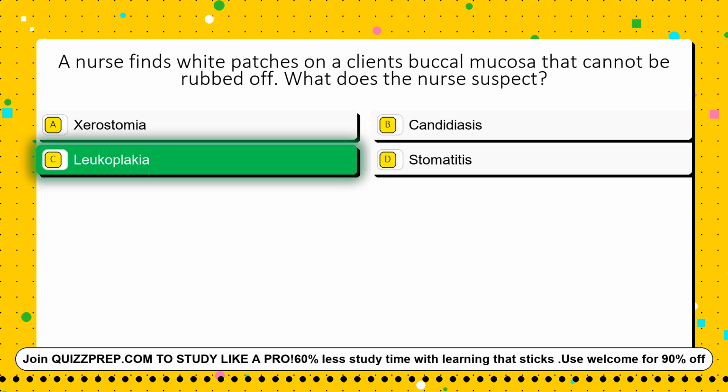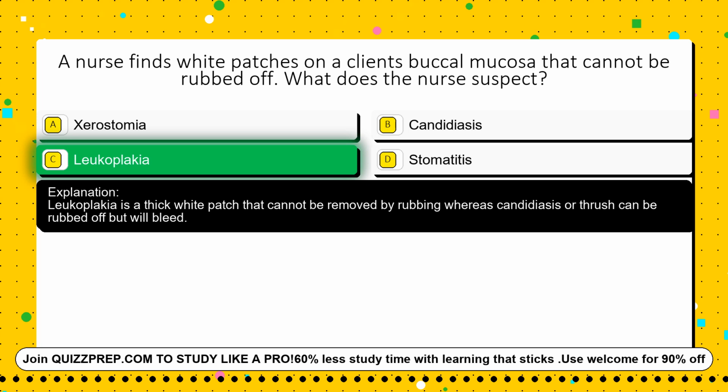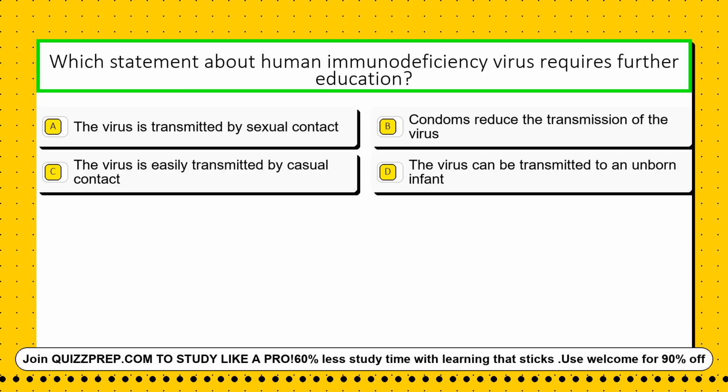The correct answer is option C, leukoplakia. Leukoplakia is a thick white patch that cannot be removed by rubbing, whereas candidiasis or thrush can be rubbed off but will bleed.